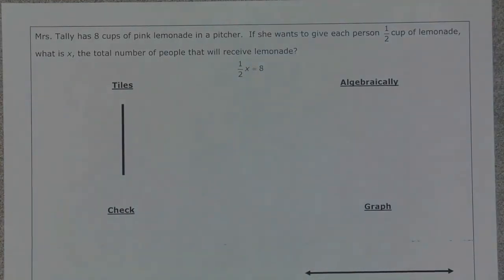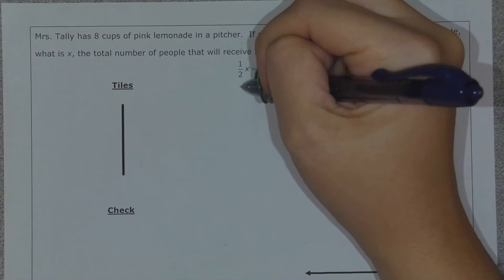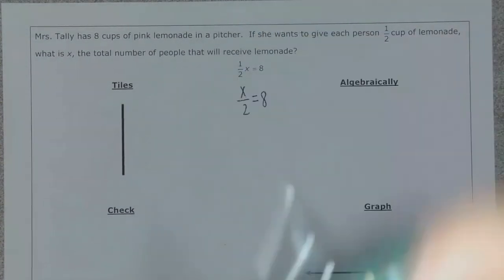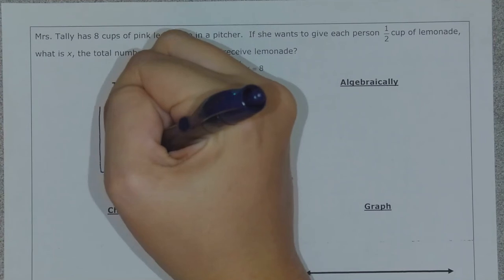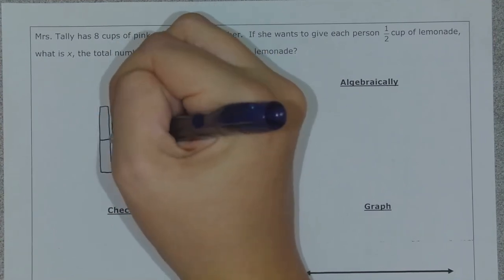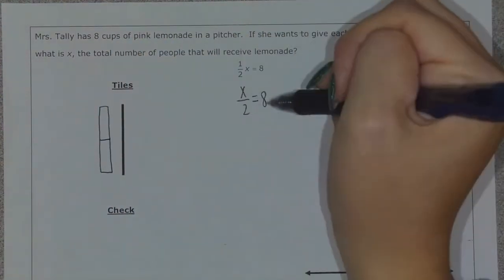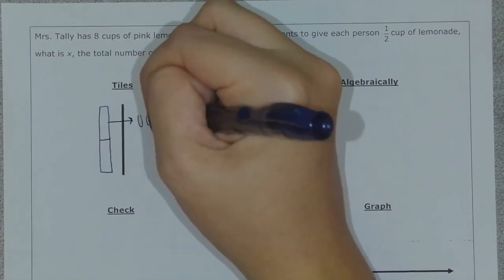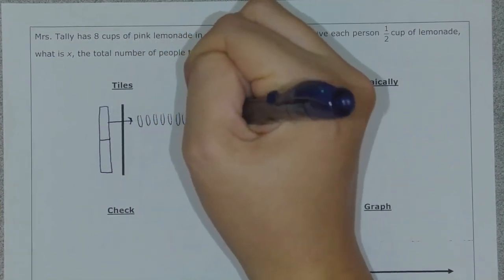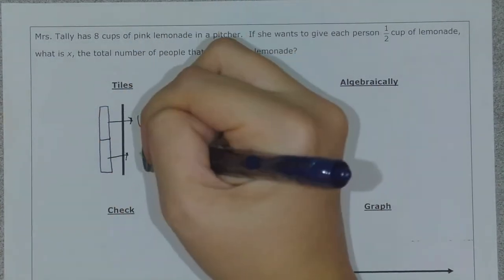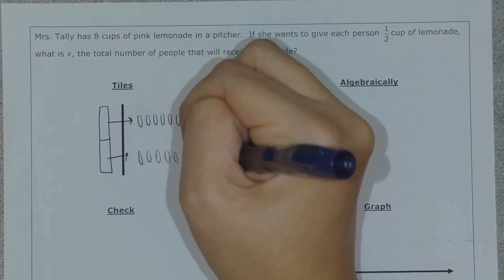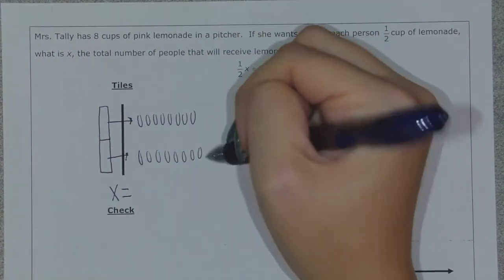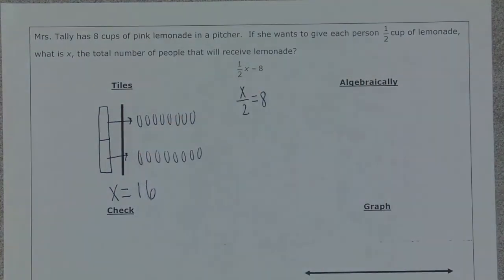Again, I'm going to rewrite this. So x divided by 2 equals 8. I'm going to draw my tile. So again, I know I have one big x tile that I'm dividing in 2 pieces. And each of those pieces is worth 8. So this top piece is worth 1, 2, 3, 4, 5, 6, 7, 8. This bottom piece is also worth 1, 2, 3, 4, 5, 6, 7, 8. So my entire x is equal to 8, 16.